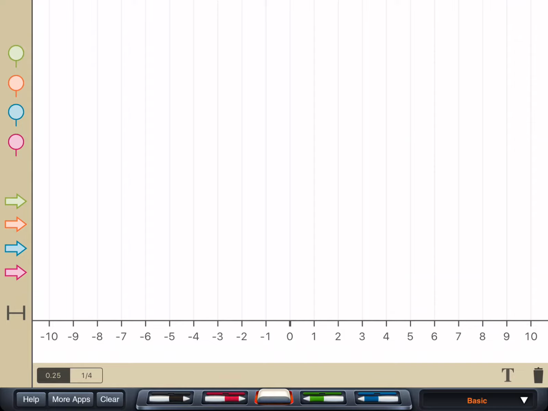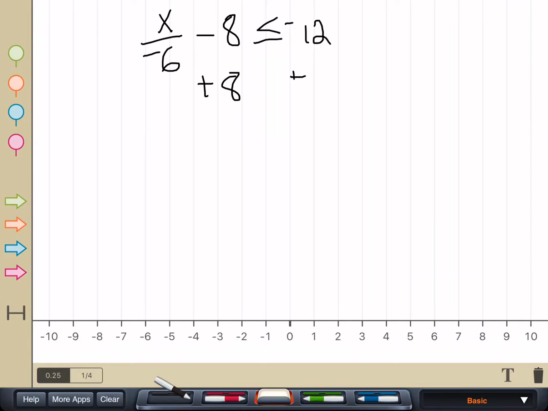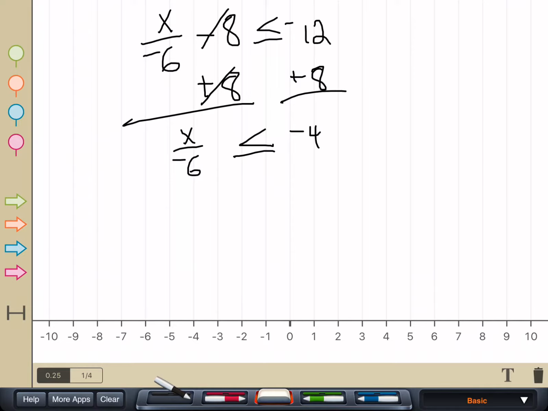So let's try a question that has division in it. So x divided by -6 minus 8 is less than or equal to -12. So first of all, I'm going to target my -8. So I'm going to add 8 to each side. Okay, these cancel out, and I'm still left with x divided by -6 is less than or equal to -12 plus 8, which is -4.